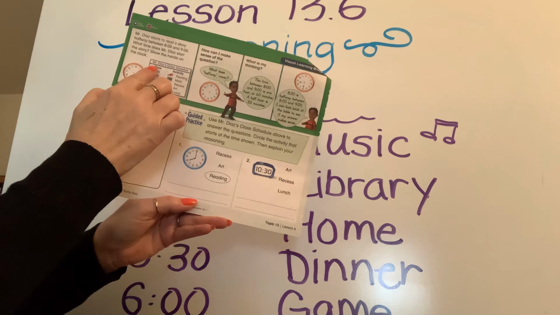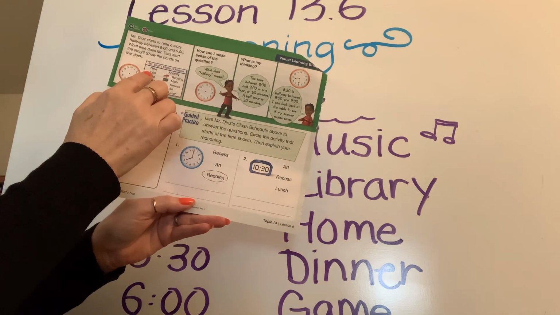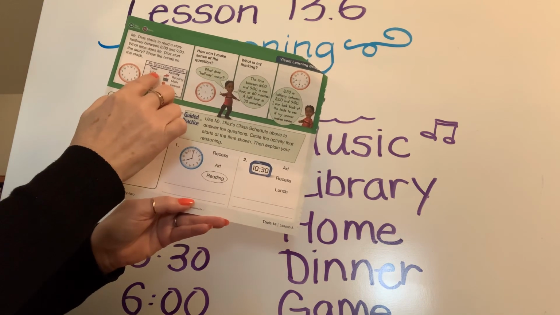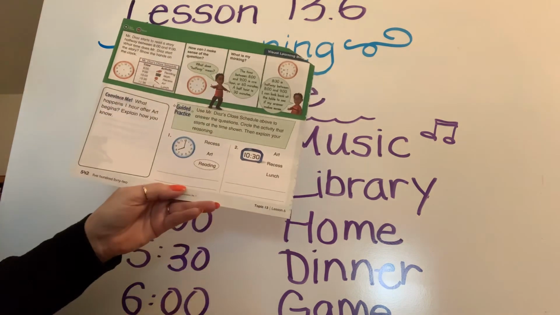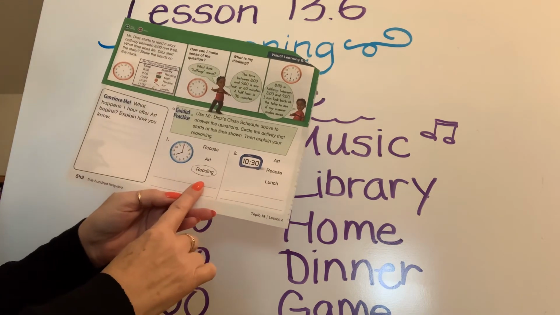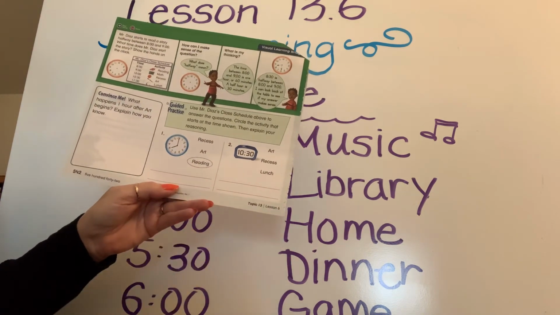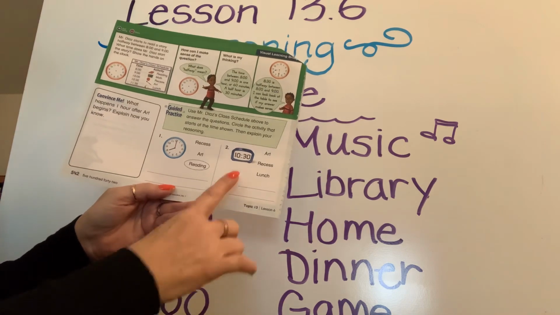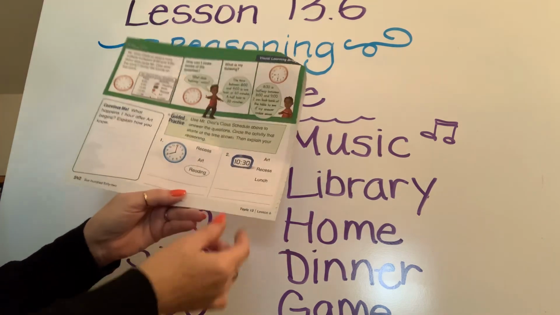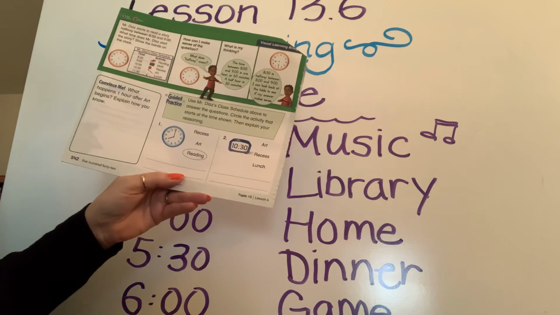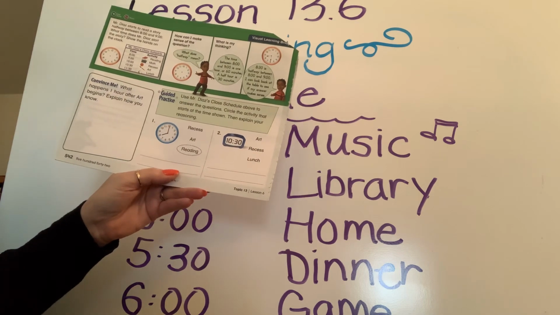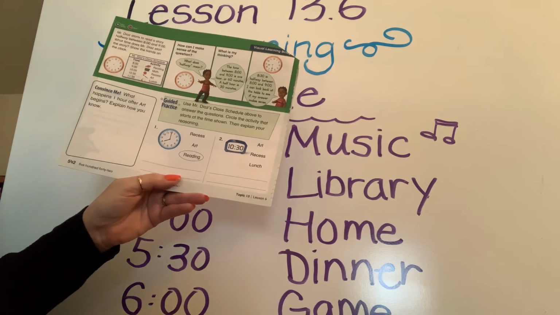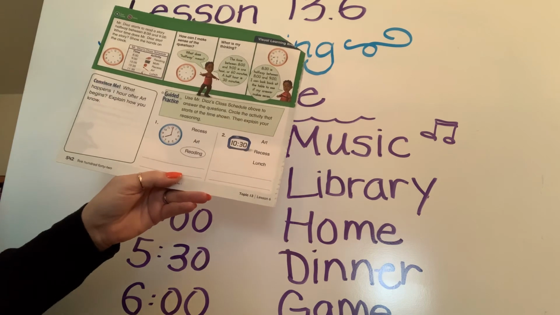Okay, we're going to go look at the time. 8 o'clock. And Wes, what do you see? You see the word reading. So that's why we're going to circle the word reading. Okay? All right, now we're going to go over to 10:30. Okay? And I think I'm going to bother Caden.